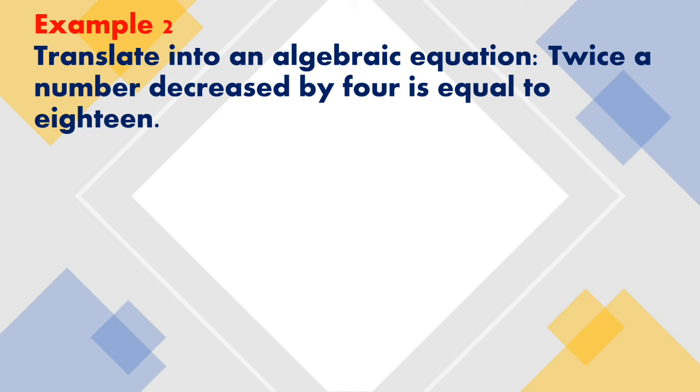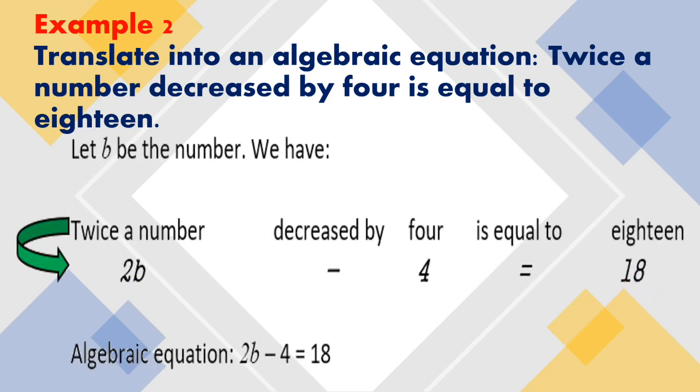Example number 2. Translate into an algebraic equation: twice a number decreased by 4 is equal to 18. So our algebraic equation is 2b minus 4 equals 18.